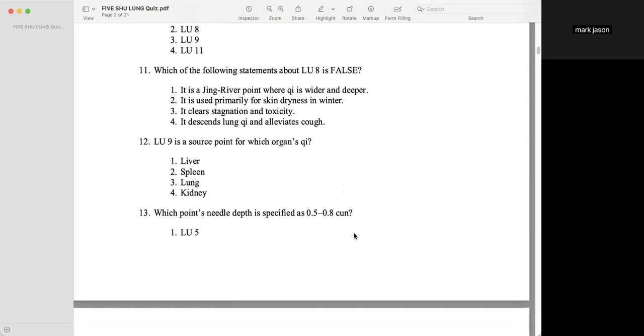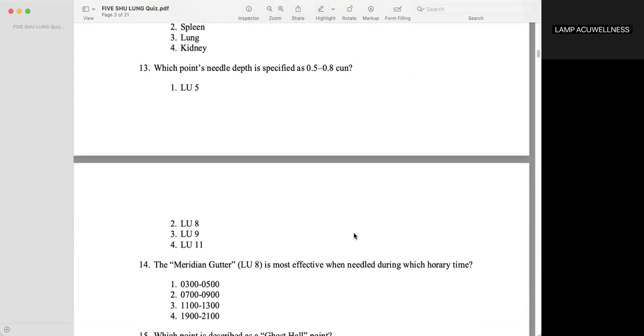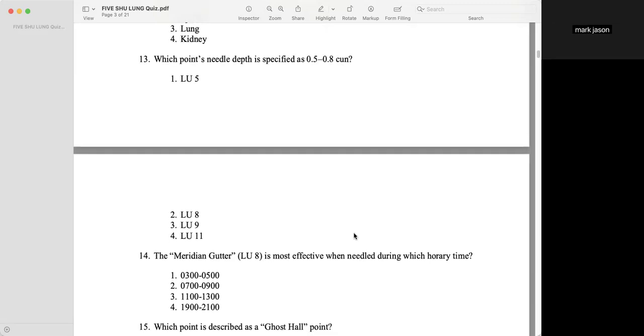Which of the following statements about Lung 8 is false? Number 2, it is used primarily for skin and dryness in winter. Lung 9 is a source point for which organ's qi? Number 3, lungs. Which point's needle depth is specified as 0.5 to 0.8 tsun? Number 1, Lung 5.